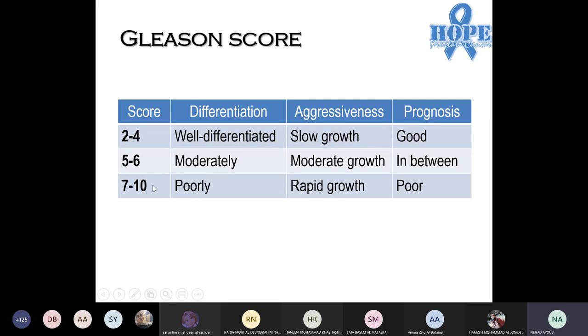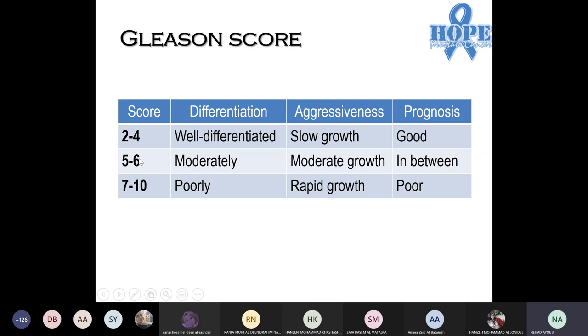ال 7 to 10, usually these are aggressive tumors and we have to treat directly, we don't wait, because the tumor grow very fast, divide, proliferate very fast, okay? فهون ما عندنا watchful waiting بالهاي سكور Gleason, okay?